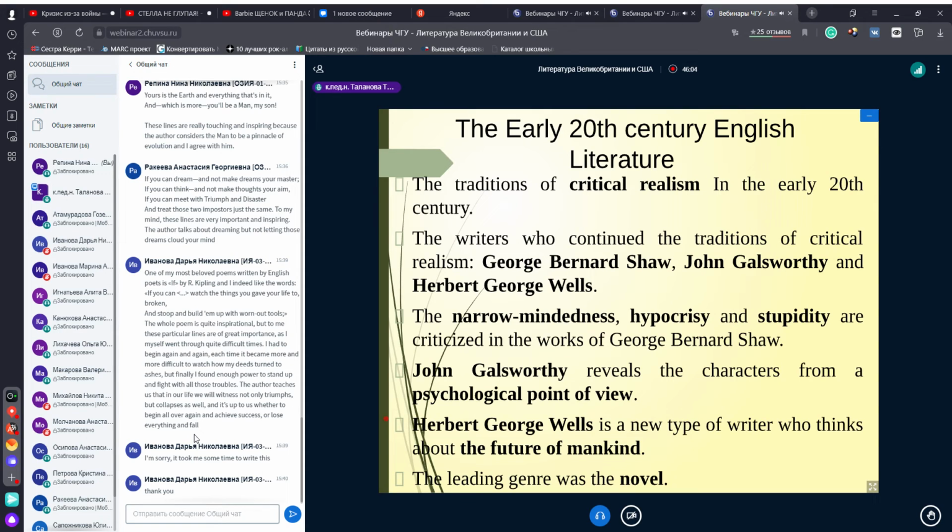And I even marked for your attention that their works were focused on something very specific. For example, Bernard Shaw focused his attention on narrow-mindedness, hypocrisy, and stupidity.